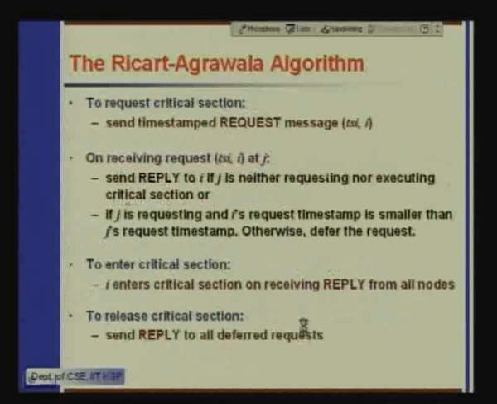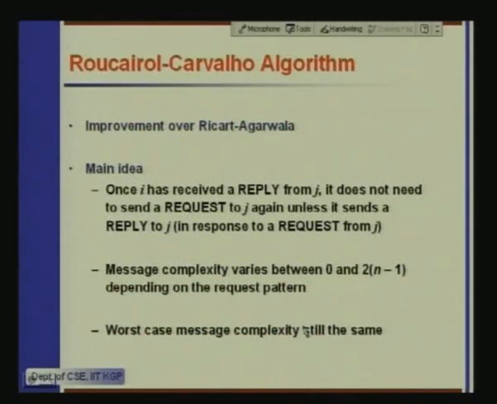Only those nodes which have sent a request in between. So, let's now formalize this. We have already done the Ricart-Agrawala algorithm. Now, this is the improvement, called the Ricart-Carvalho algorithm. The main idea is once Pi has received a reply from Pj, it does not need to send a request to Pj again, unless it sends a reply to Pj in response to a request from Pj.